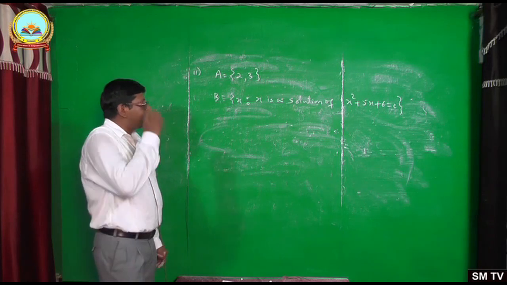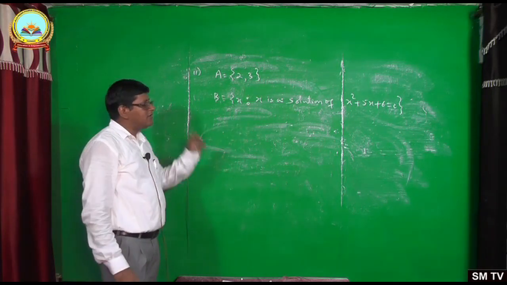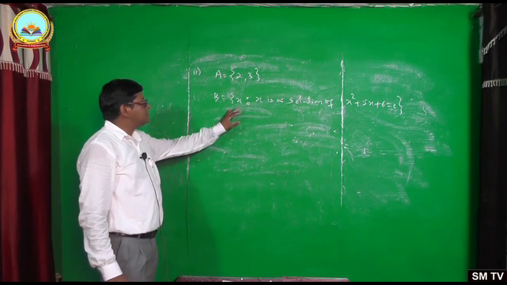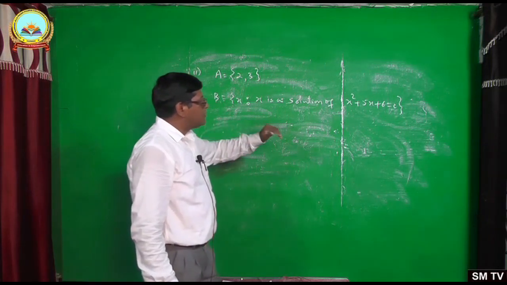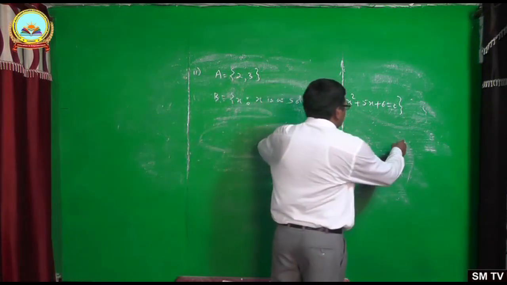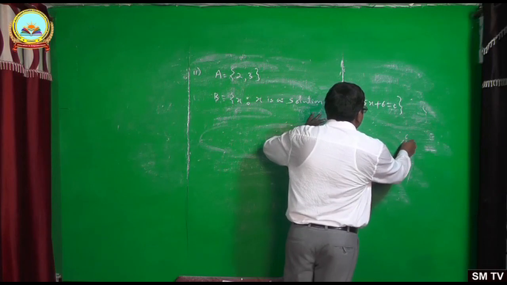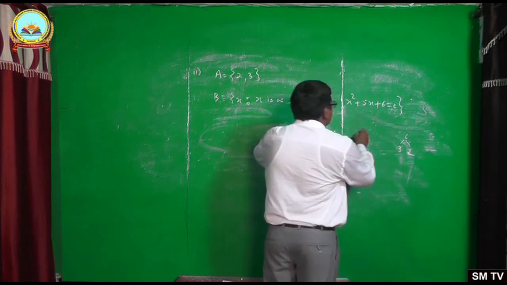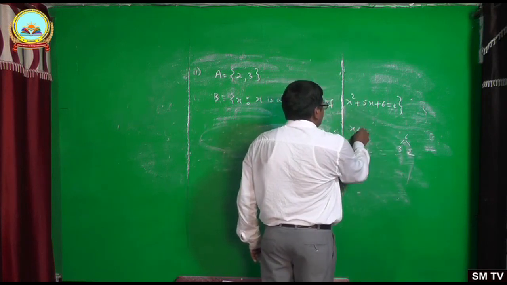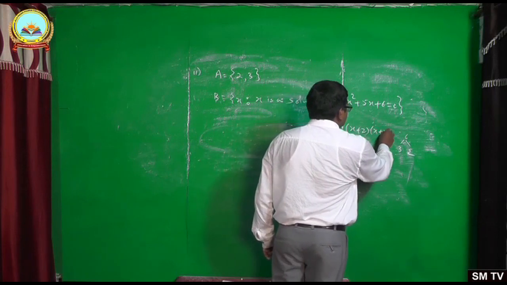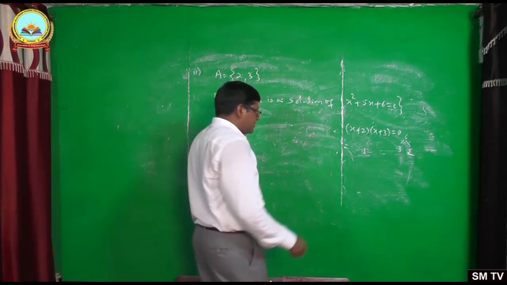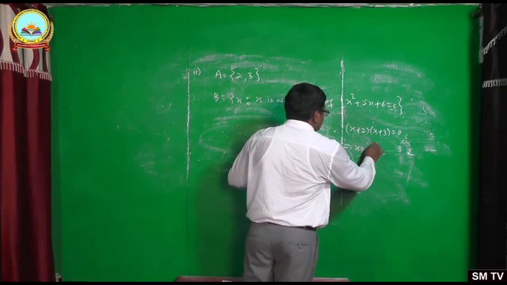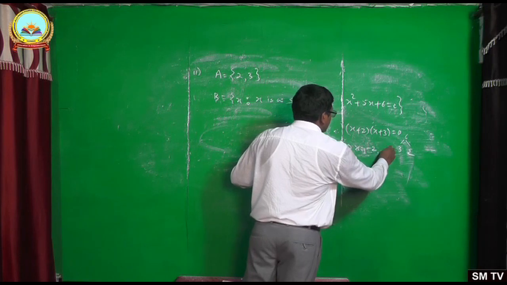Set B is in set builder form. We have to express B in roster form, so for that we have to solve this quadratic equation. Product should be 6, sum should be 5. So x square plus 5x plus 6 is actually (x plus 2) into (x plus 3), which is equal to 0. Further, this implies either x is minus 2 or x is minus 3.